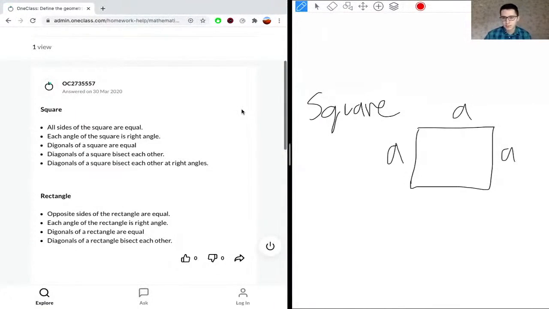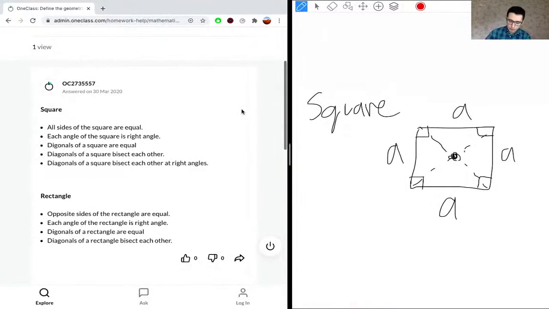So all sides are equivalent, so we just labeled them as A. We know each angle is a right angle in a square. We know that the diagonals of a square are equal in length, and they bisect each other at the midpoint of the square. And finally, they bisect each other at right angles.